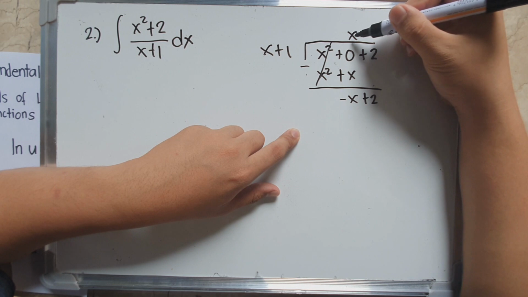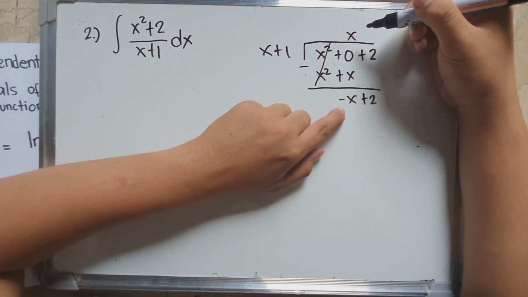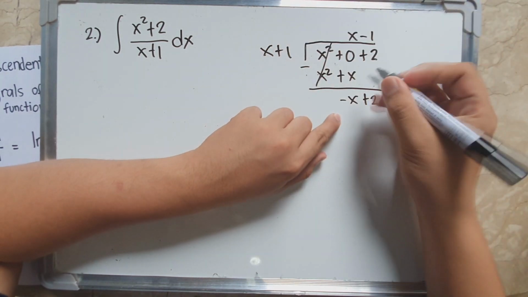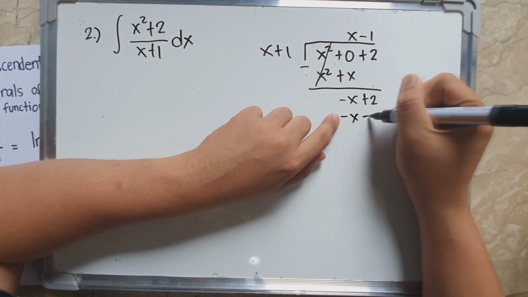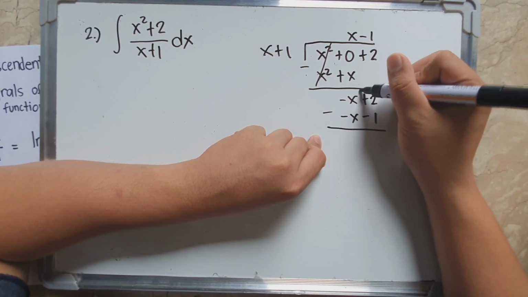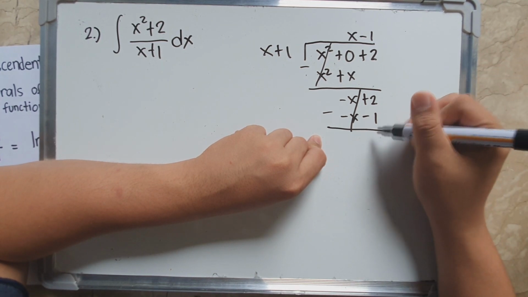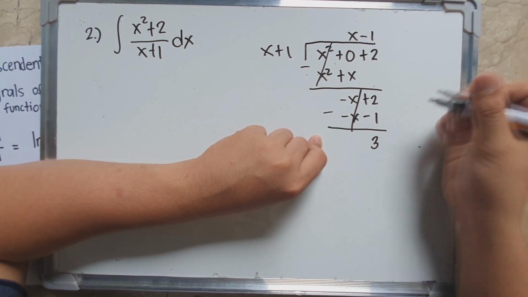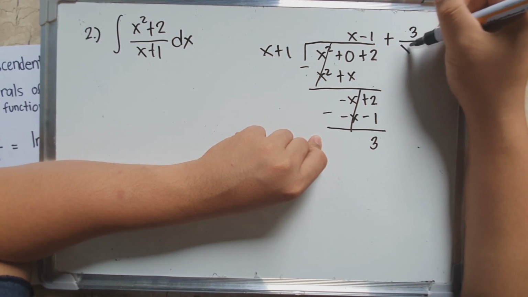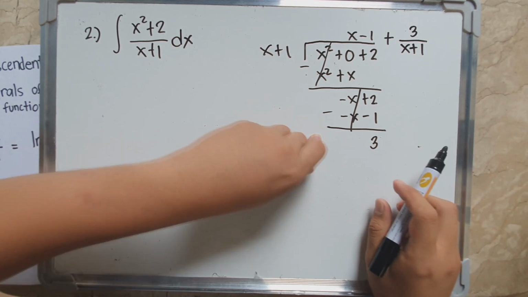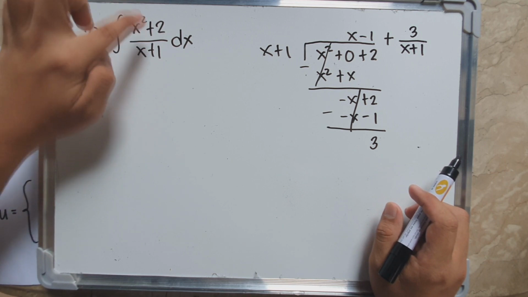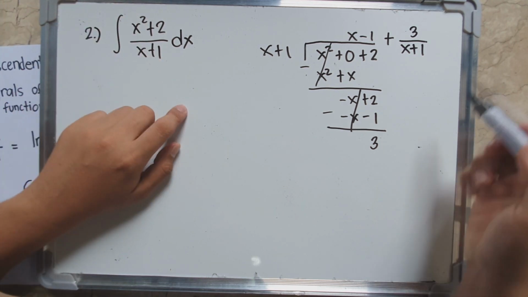So we now have x. To eliminate negative x, we will multiply by minus 1, so that we have negative x minus 1. Proceed with subtraction. We can cancel x, and we have 2 plus 1, which is 3. So we do have a remainder of 3 over the divisor, x plus 1. So the equivalent form of the integral of x squared plus 2 over x plus 1 could be replaced with this one.